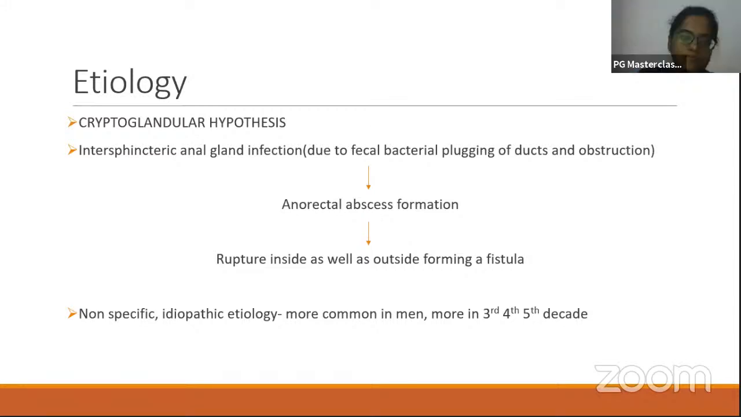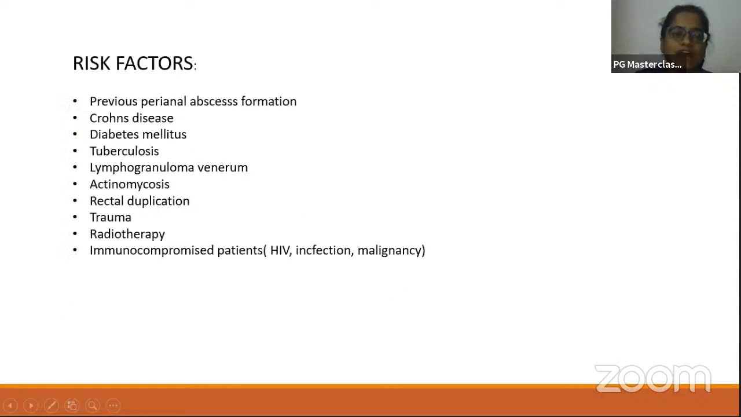Okay. This non-specific idiopathic etiology is more common in men and is mostly seen in the third, fourth and fifth decade of life. The risk factors for development of fistula are previous perianal abscess formation, as we have discussed. Other risk factors are Crohn's disease, diabetes mellitus, tuberculosis, lymphogranuloma venereum, actinomycosis, congenital rectal duplication, trauma, radiotherapy, and immunocompromised individuals, such as in case of HIV and other infection and malignancy.